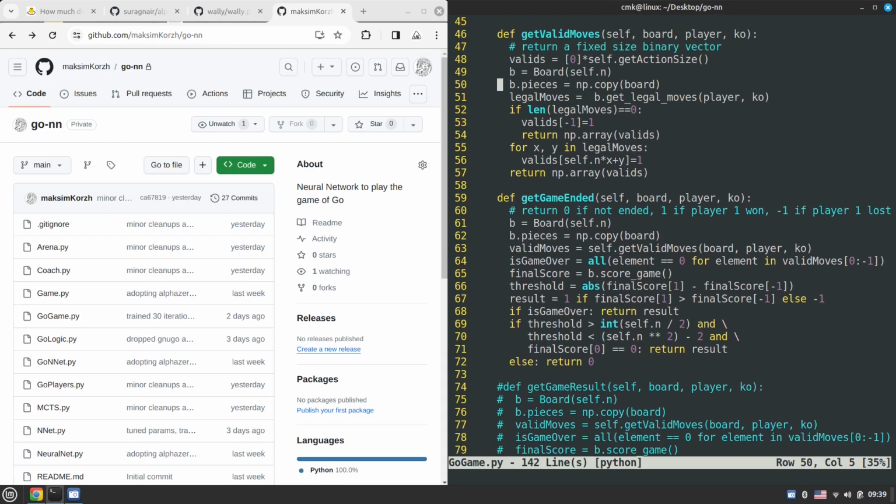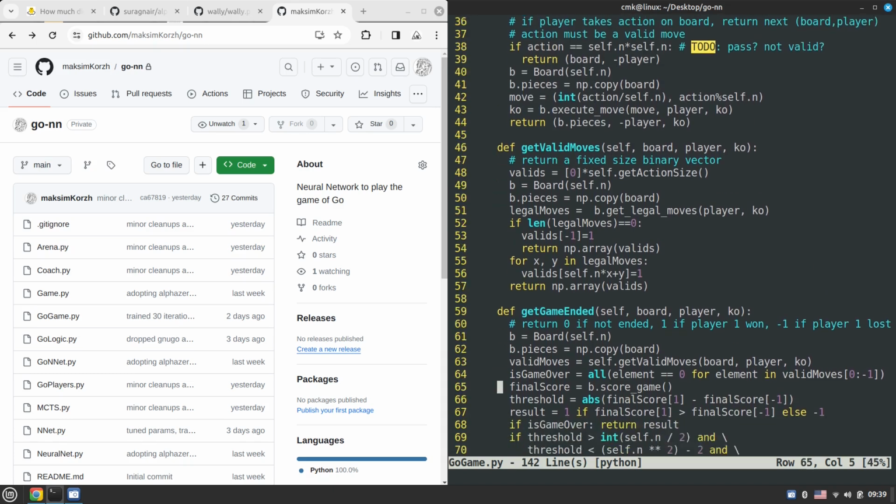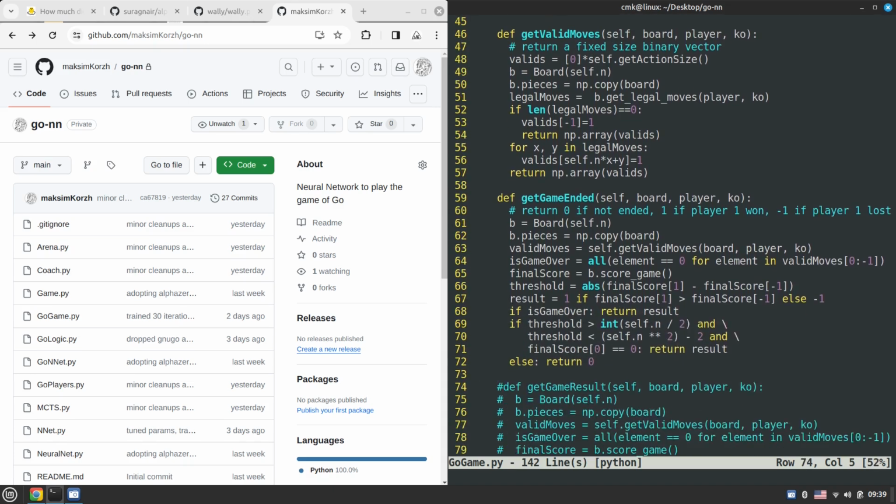This code, which you could have been following during the series, I've used to represent the game rules. One of the most essential and critical parts, I would say, is this function get game ended, because for the algorithm to learn properly, it needs to know exactly when the game has ended.